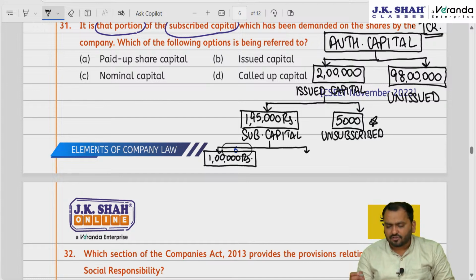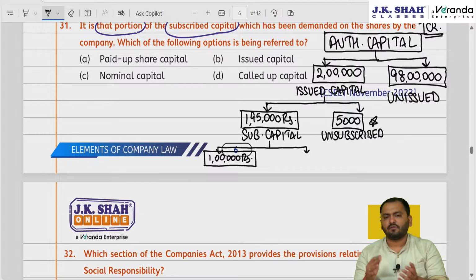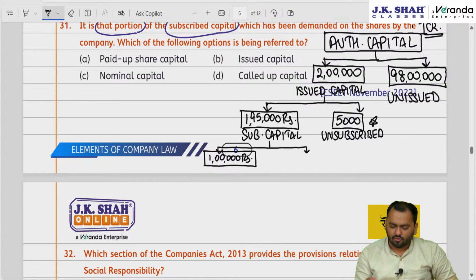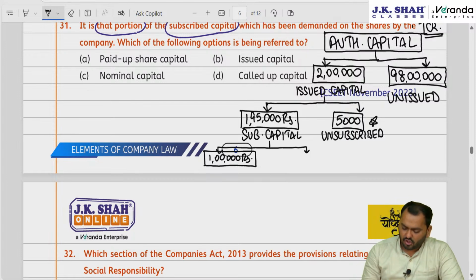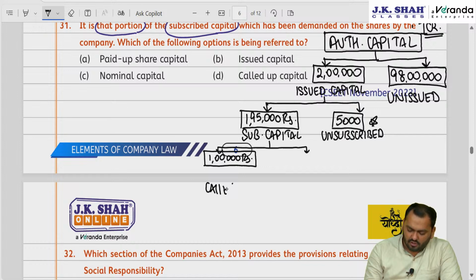Out of subscribed, obviously you are not going to ask for money from those people who have not subscribed the shares. Therefore they are unsubscribed capital. You are going to ask money from these people. Out of 1,95,000, you are going to give a call for 1 lakh. So this 1 lakh rupees is called called up capital.